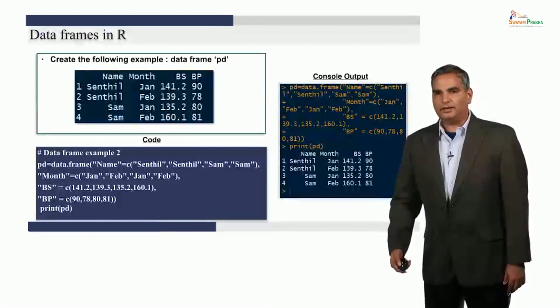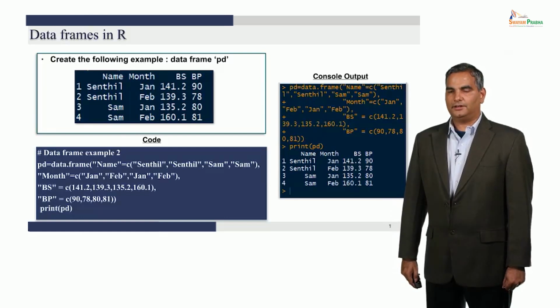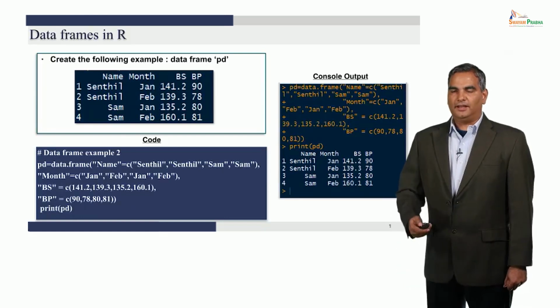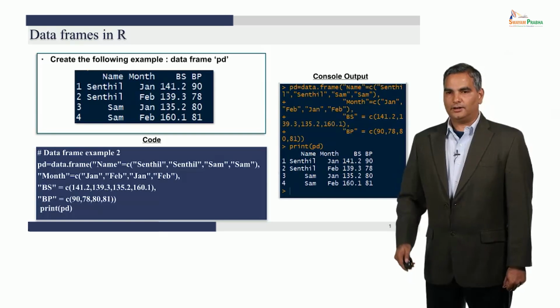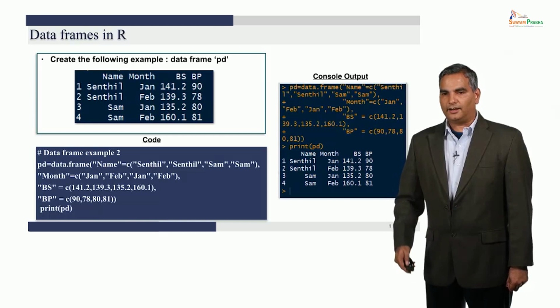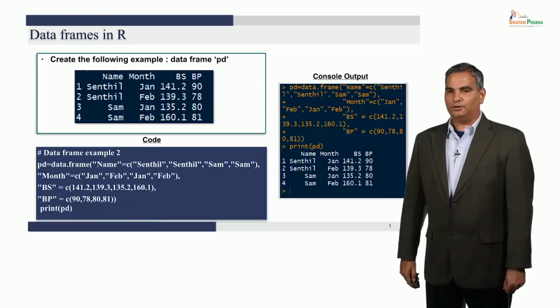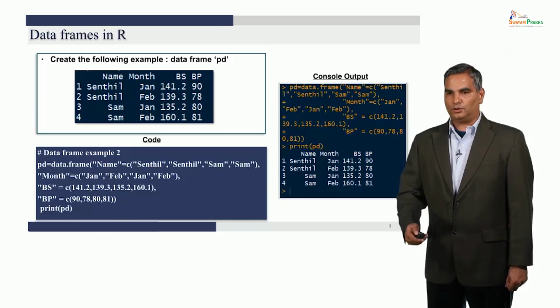So we are still looking at data frames in R, and here is the data frame that we had developed in the last module. We have name, month, blood sugar, and blood pressure. And again, just to reiterate the idea, the data frame can be developed using the data.frame command as shown in this slide.